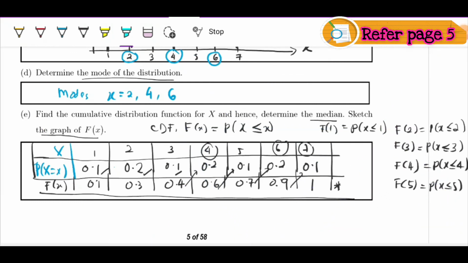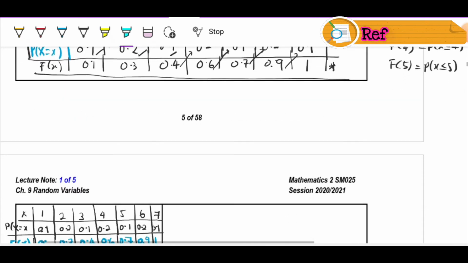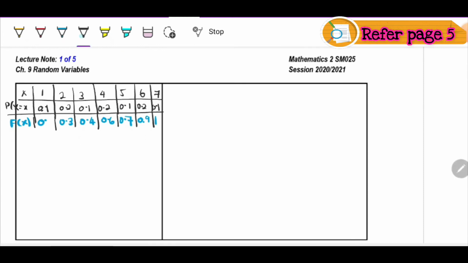The question asks you to find the cumulative distribution function. So, we must convert the CDF table into a function. Remember, the CDF function must start from 0 and end with 1. Read from the table. F0 is when x is less than 1.